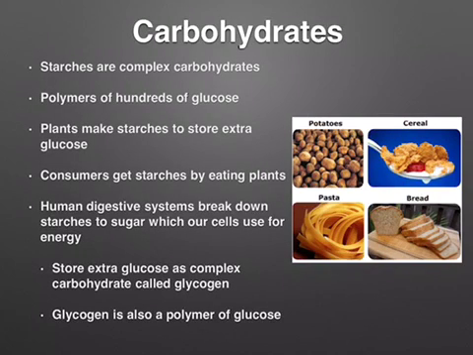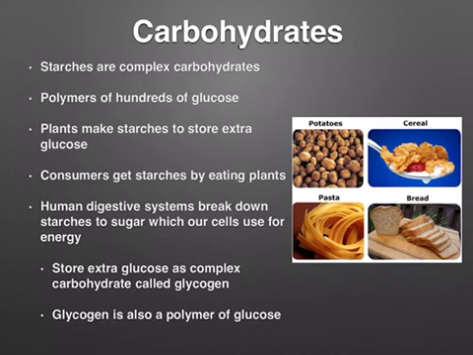So where sugars are simple, starches are complex carbohydrates. Their polymers are hundreds of glucose molecules chained together. So it would be glucose after glucose after glucose. Plants make starches to store their extra glucose, and consumers then get starches by eating the plants. So when we eat a salad with lettuce, we get the plant's starch or its stored energy.